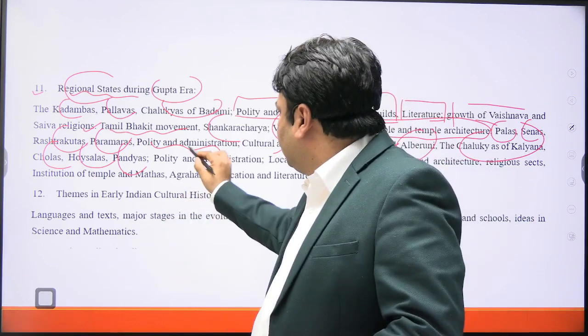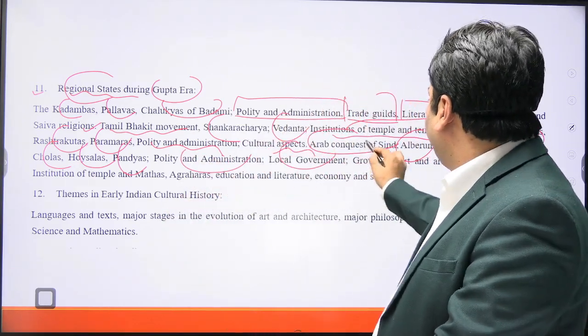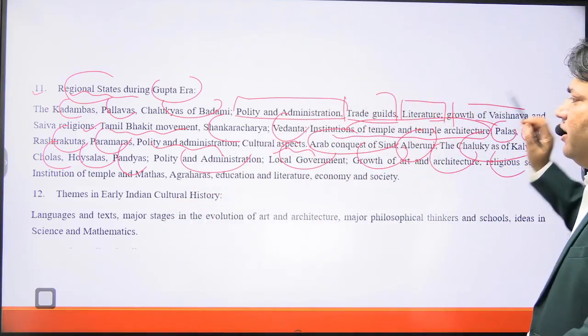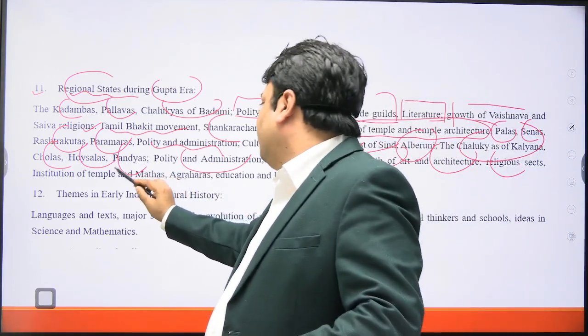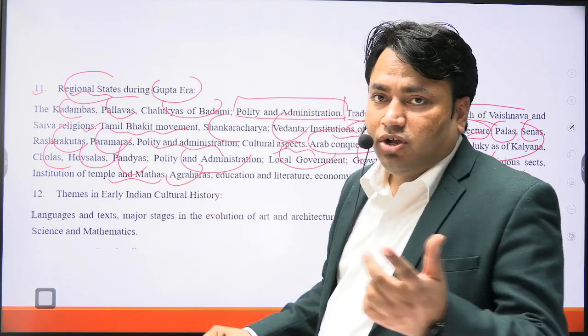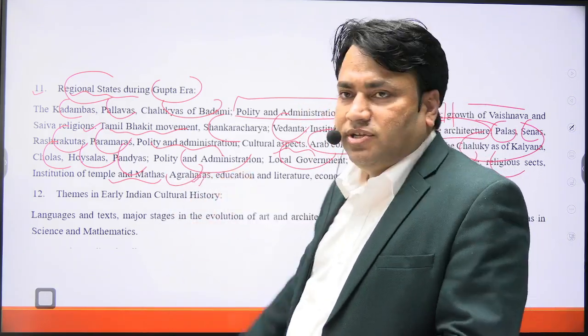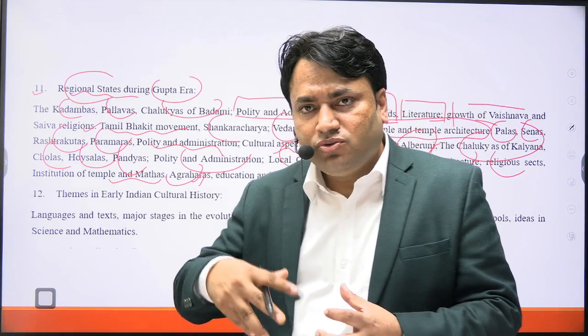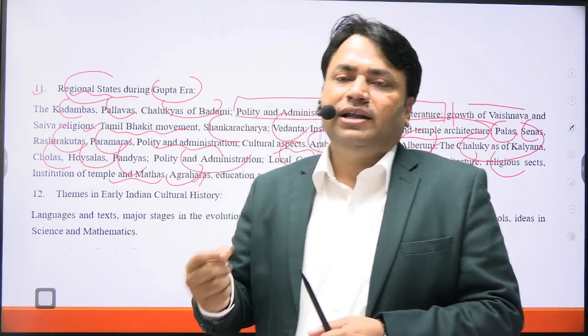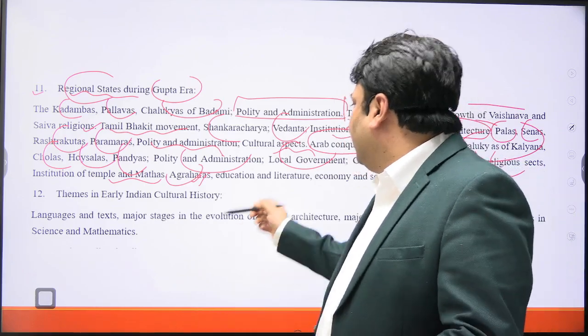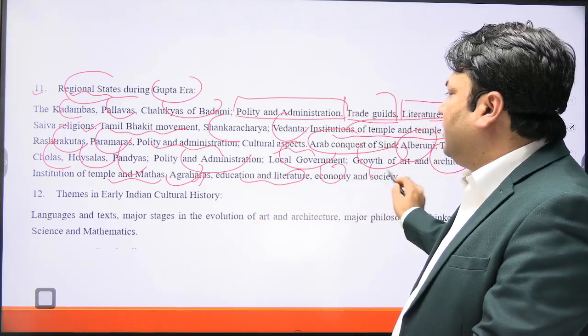So we need to study about the polity, administration, local government, growth of art, architecture, religious sects, institutions of temple, mutt, agrahara. This year also you will see that the question directly came from this topic. Okay, so UPSC generally asks questions that are directly given in the syllabus. Okay, education and literature, economy and society.